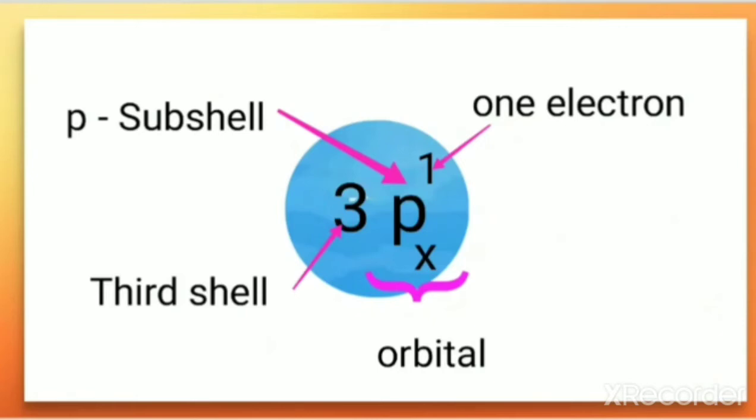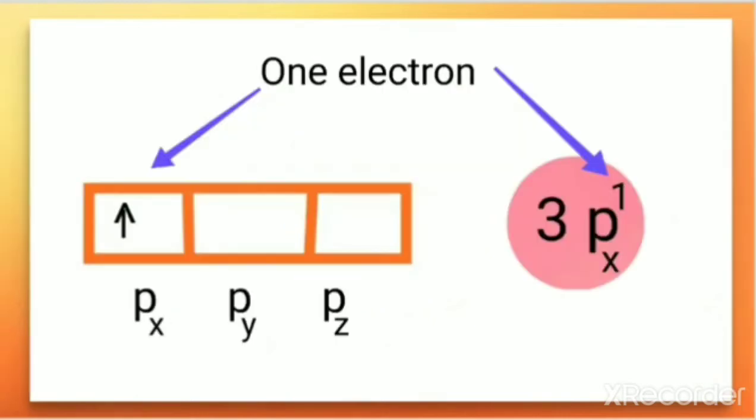Therefore, it is written as 3px1. Let us make it in the form of boxes. Here, a box for an orbital, that is square or we can say circular, with an arrow, that is for an electron. It represents the number of electrons present in that orbital.